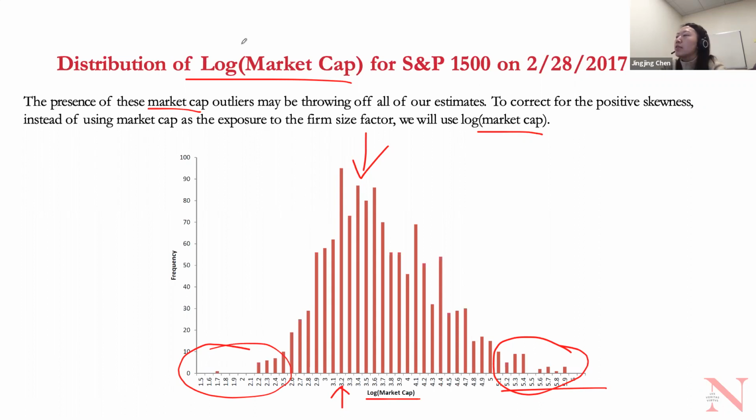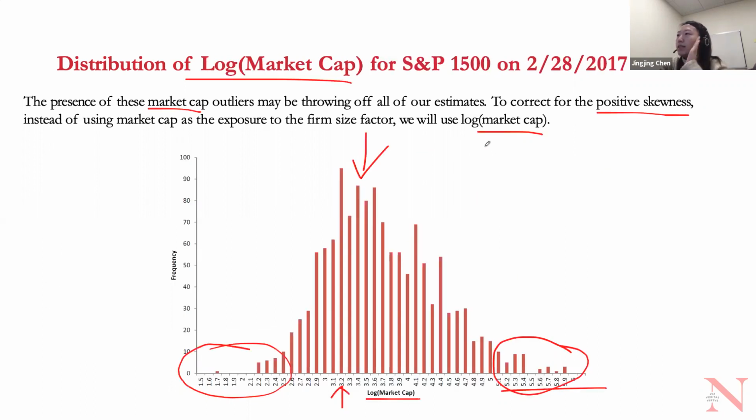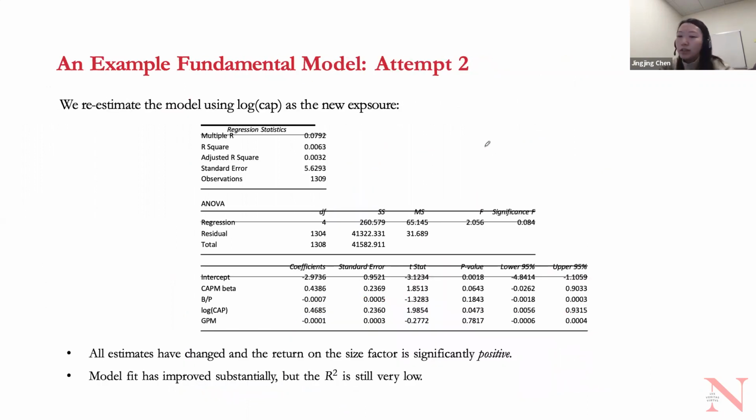We stabilize our market cap variable. So we correct the positive skewness. Before, we had positive skewness, and the skewness is driven by this part. All right, taking the log is our solution.